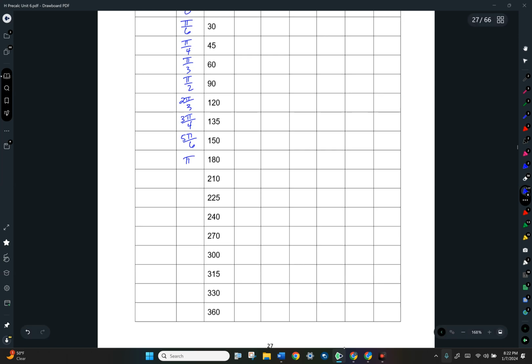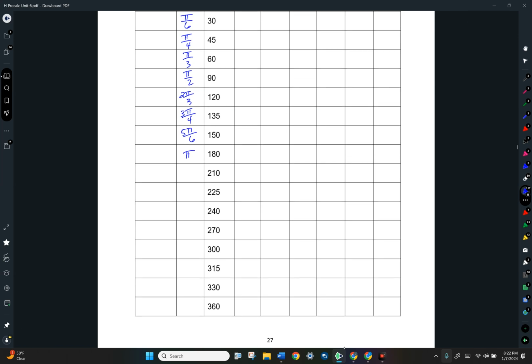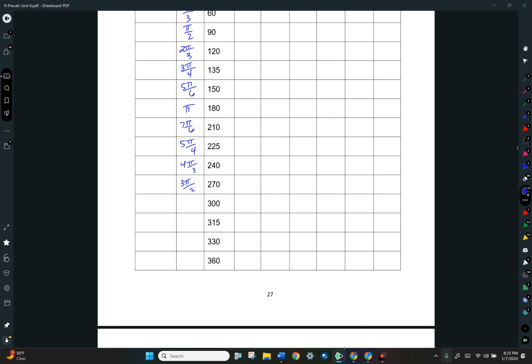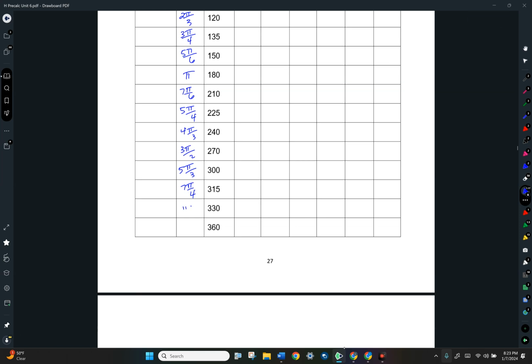So we're just writing the radian measure for each of these all the way down. Remember 210, that's like 7 of the 30s. And 225 is 5 of the 45s. 240 is 4 of the 60s. We know 270 takes us down to the bottom, 3 pi over 2. 300 would be 5 of the 60s, 315 is 7 of the 45s, 330 is 11 of the 30s, and then back to 2 pi.